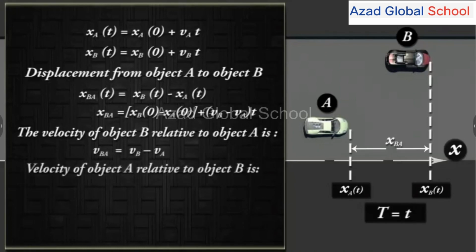Similarly, velocity of object A relative to object B is VAB equals VA minus VB. VBA is equal to minus VAB.